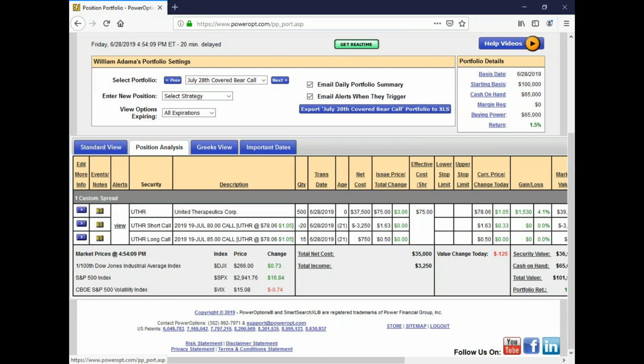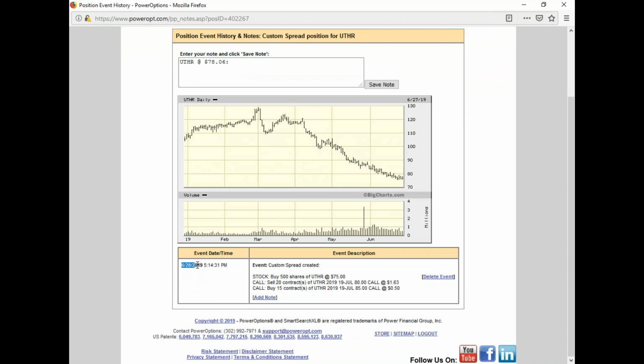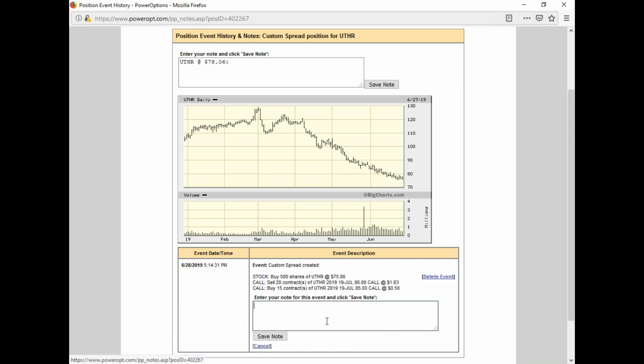In the events and notes sections, Darrell, what do we see? You have this book column here that's highlighted in yellow. Okay, so let me just click on that. What does this do? This keeps a record for me. It says on 6/28/2019, I bought 500 shares of UTHR. I sold 20 contracts of the 80 strike call, bought 15 contracts of the 85 strike call. And then you can add more events. So every time you do an event, enter that trade, Darrell, roll it, close it, add protection to it, it'll automatically keep the event, date, and time with what action you did listed here. And then I can edit it in there.